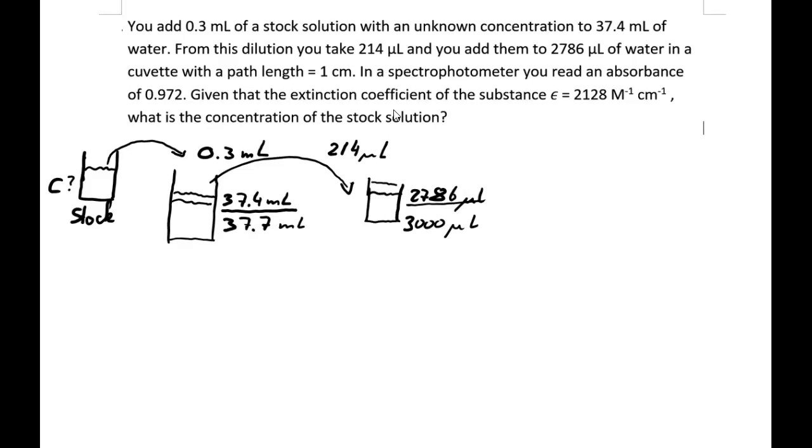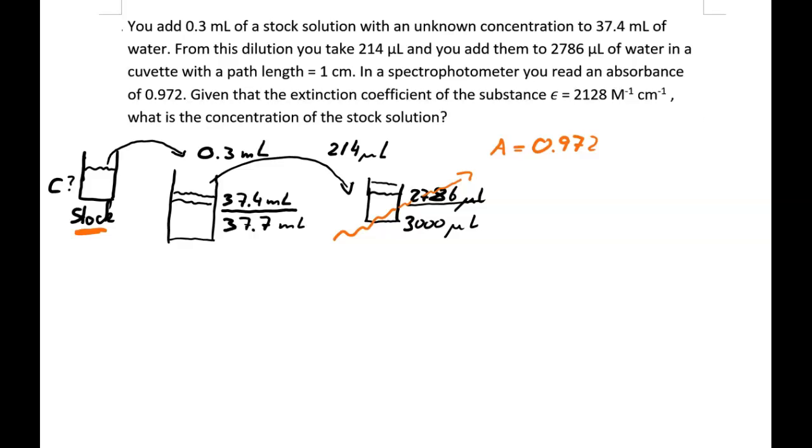And we then measure this one here, and we measure the absorbance of this in a spectrophotometer, like that. And we get an absorbance of 0.972. And now we need to figure out what was the concentration of the initial stock solution. So how can we do that?